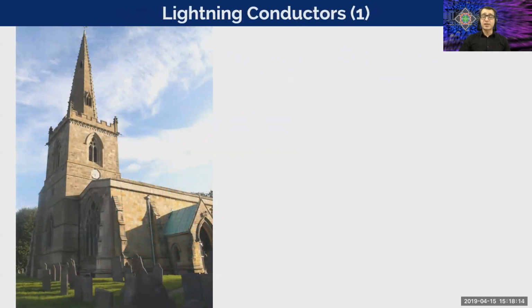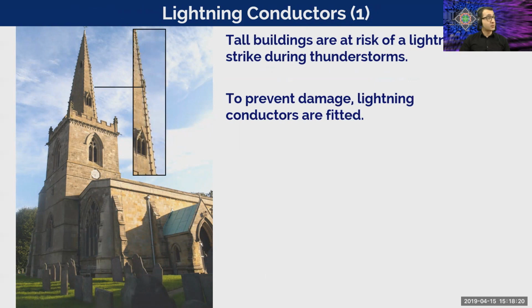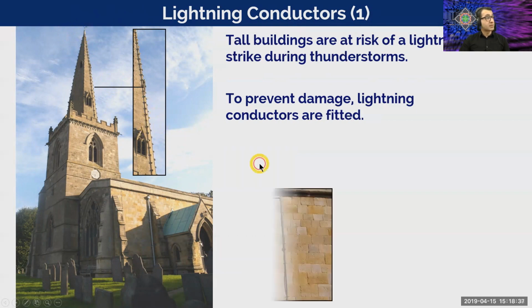So tall buildings are at risk of a lightning strike during thunderstorms. To prevent damage, lightning conductors are fitted to these buildings. And you see one of these being indicated by this magnified section. This cable here that you're seeing down the side of this cathedral, this church, is a lightning conductor, which is connected to the spire here, which is the highest point on the building.